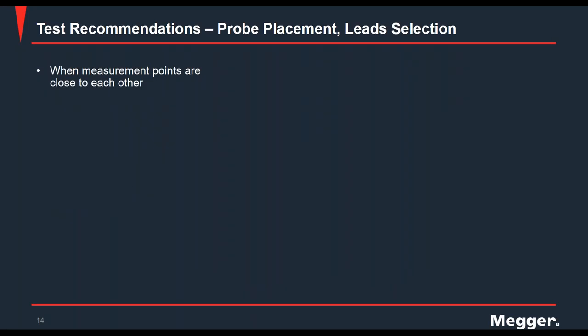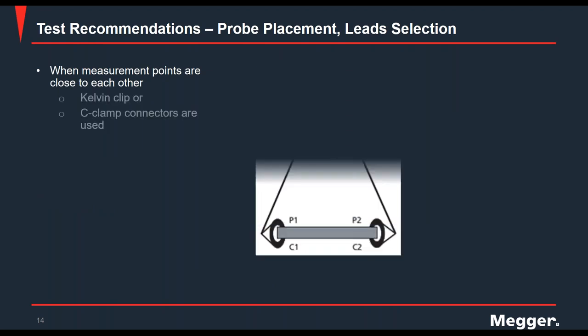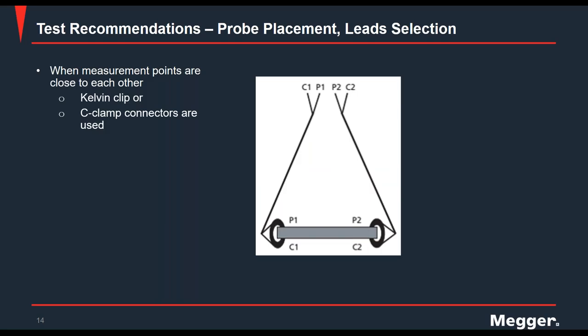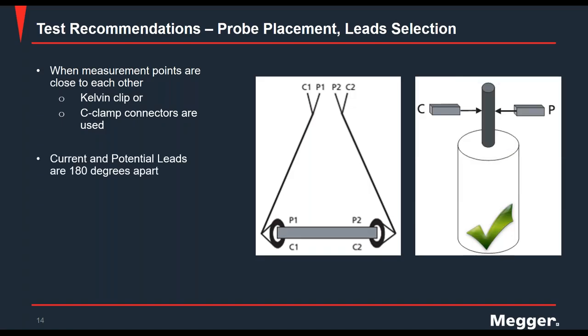So let's look at situations when the measurement points are close to each other. In those situations, you use Kelvin clips or C-clamp connectors. The feature on that is that the current and potential leads are 180 degrees apart. This allows for the current and potential leads to be close enough to each other such that the measurement is not affected, but they're 180 degrees apart. So you are not measuring the contact resistance of the current probe. So you're getting a more accurate value.